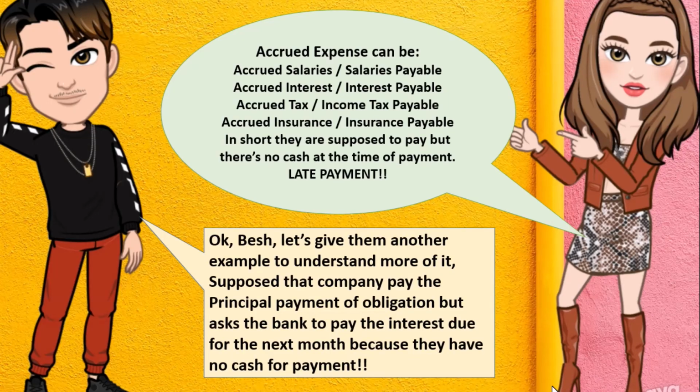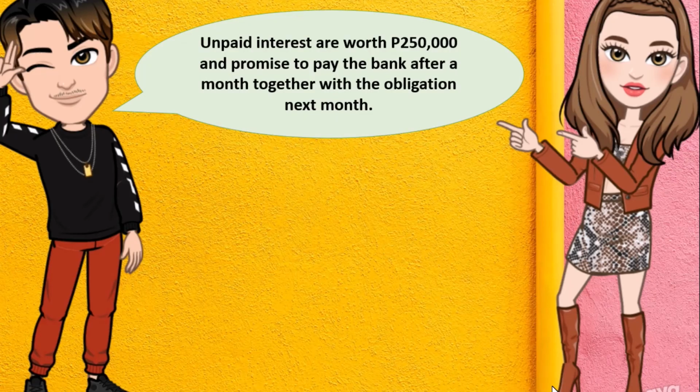Okay, Besh, let's give them another example to understand more of it. Suppose that the company paid the principal payment of the obligation but asked the bank to pay the interest due for the next month because they have no cash for payment. Unpaid interests are worth 250,000 and they promise to pay the bank after a month together with the obligation next month.